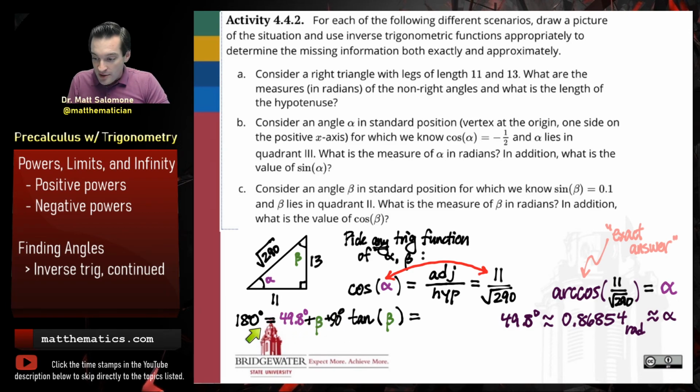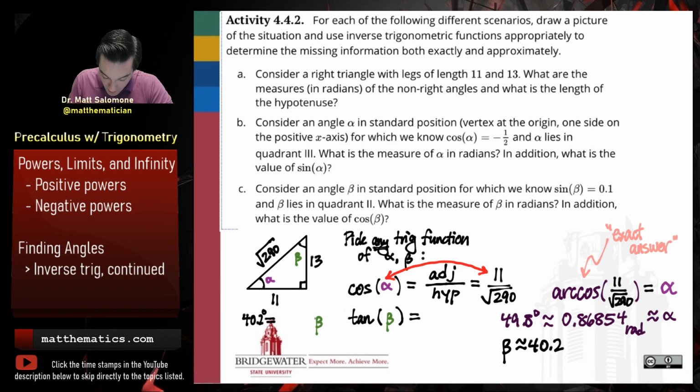And so I'll just take 180, subtract 90, and get 90 degrees equals 49.8 plus beta. Then I'll subtract 49.8 from 90, and I'll get 40.2 degrees. So at the end of the day, beta is going to have an approximate degree measure of 40.2 degrees.